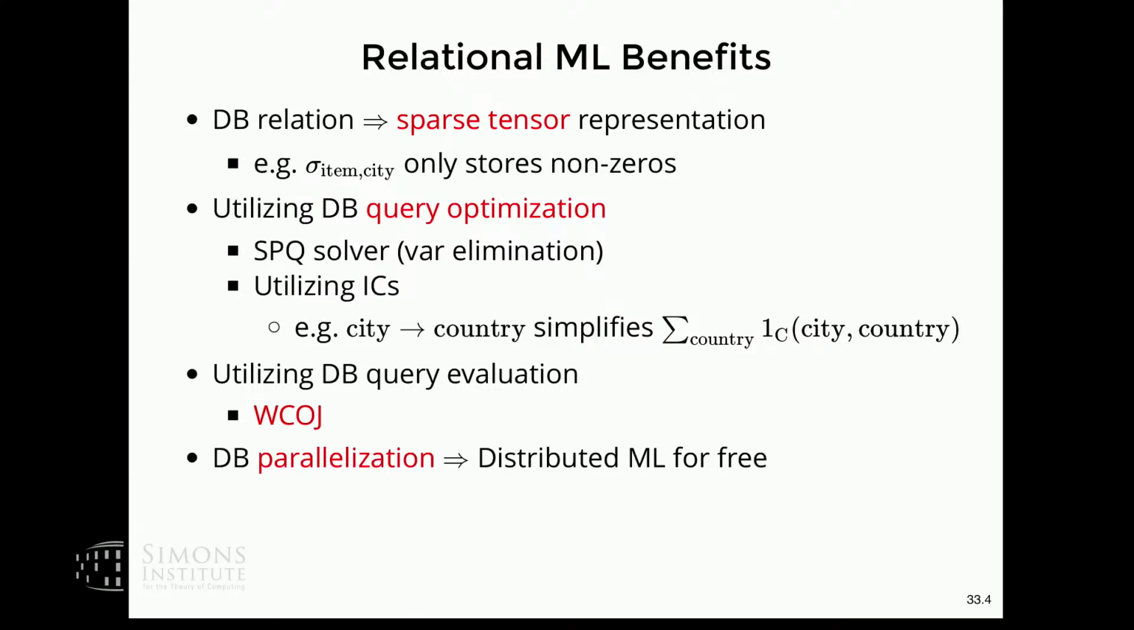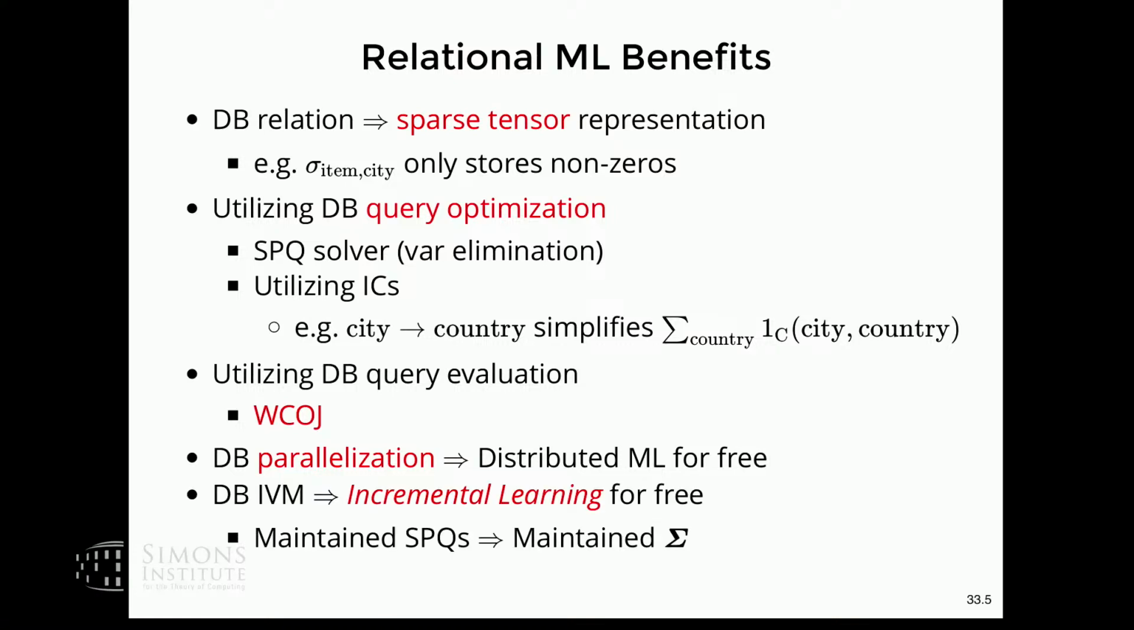We will also get other benefits. Typically, databases support parallelization, and just because we encoded our machine learning algorithms as a series of database queries, we will get a distributed machine learning algorithm for free out of this. Even better, we can get free support for incremental machine learning, where just because we encoded everything as database queries, if these database queries are incrementally maintained, then our machine learning model is now incrementally maintained. After every insertion into the input tables, our database is going to automatically maintain the SPQs, and by extension, the matrix sigma, and by extension, the model.